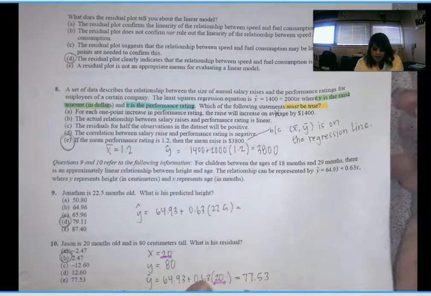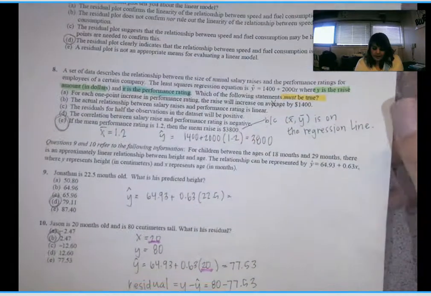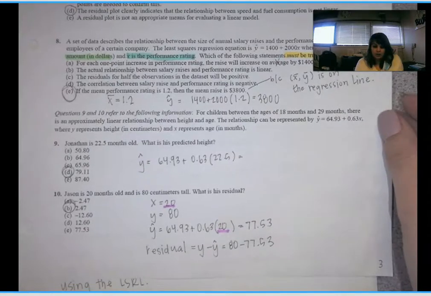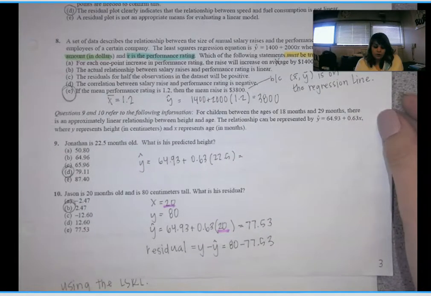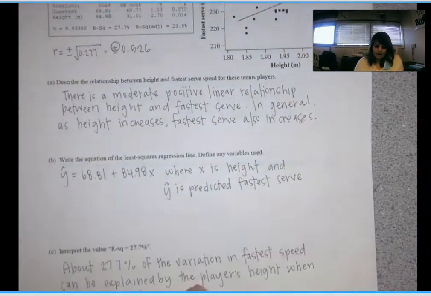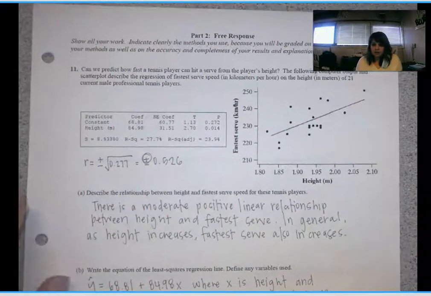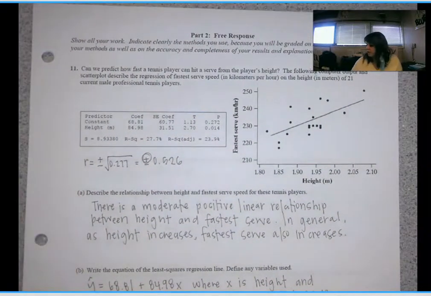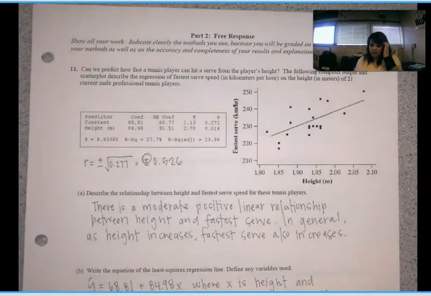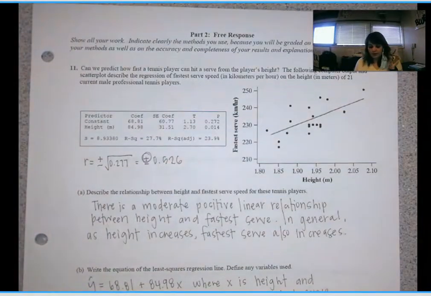Okay, 9 through 10 wants you to find a predicted height and find a residual. I don't feel like there needs to be very much discussion there. So I'll just show you my work. Those two answers are delta and beta. Okay, now we're into the free response. Hopefully, if you had done this after you got your phrases to memorize, it made this free response section much easier to manage.